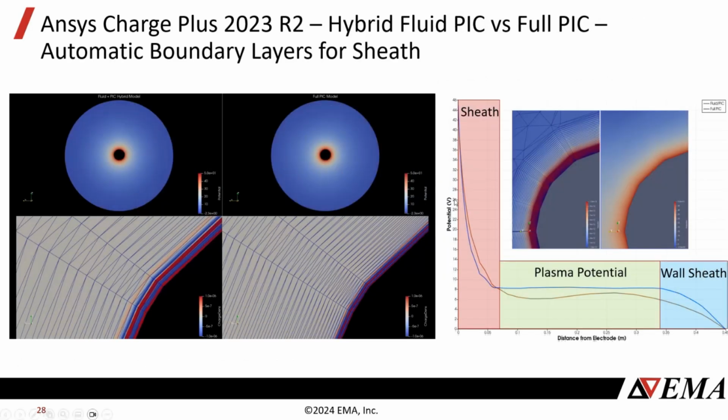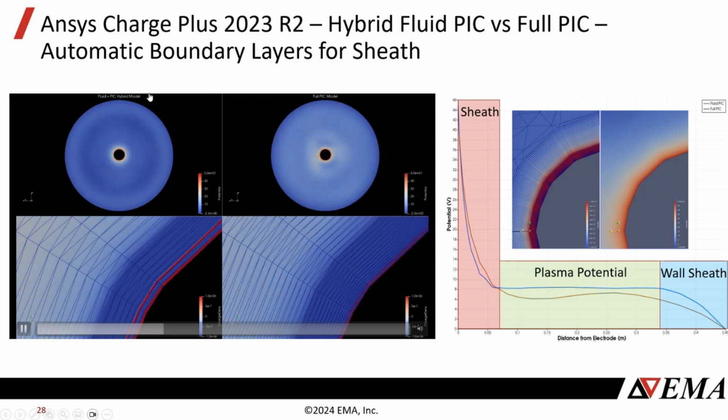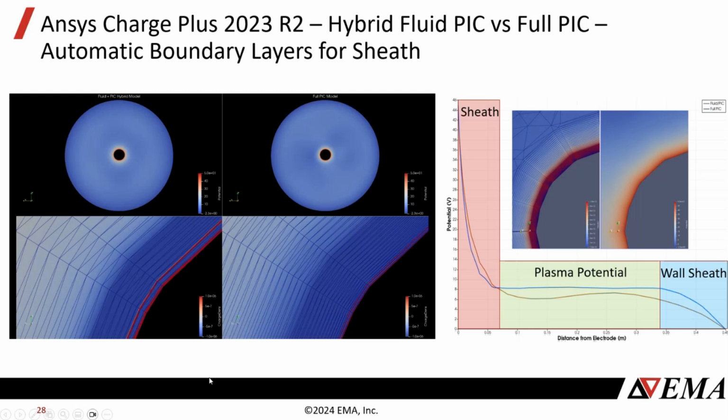Then a couple months later, we started developing new techniques to be able to resolve the sheath, especially when you're dealing with such higher densities. So we were able to both do full PIC simulation and hybrid simulation using fluid and PIC, and still resolve the sheath in very fine mesh elements. So we actually have the solver automatically create and extrude the mesh near the surfaces where we want to resolve the sheath. We call it automatic boundary layers or adaptive mesh, and that helps us resolve the sheath that you can see in the system, and it is coupled to the unstructured mesh inside the vacuum that is here.